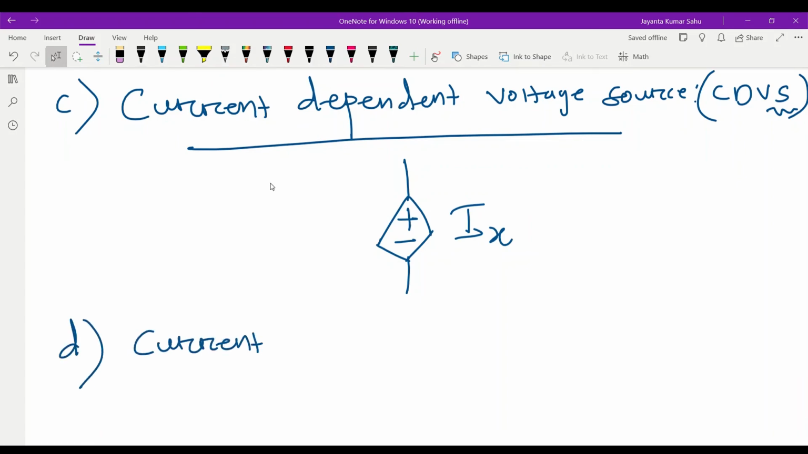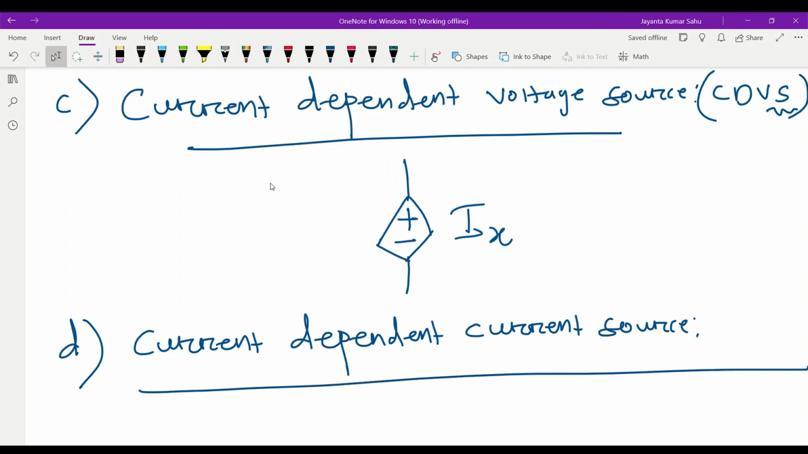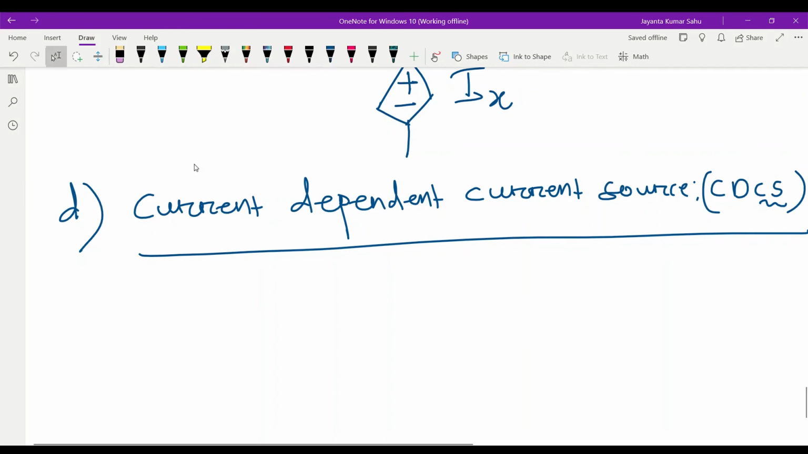Last one is current dependent current source. In short form we can write CDCS. Last two letters every time we check, current source. Current source means first we draw the diamond shape because dependent source always represented by a diamond shape. Current source means arrow mark. Current dependent means Ix. Current dependent current source.